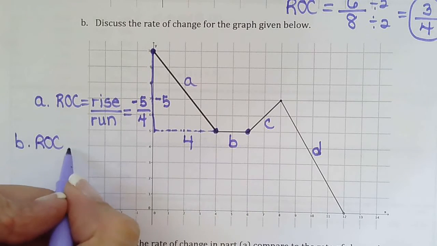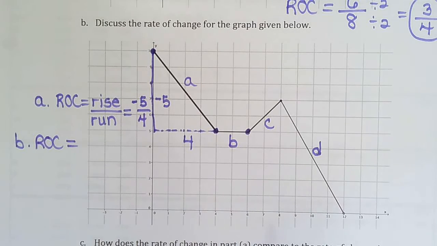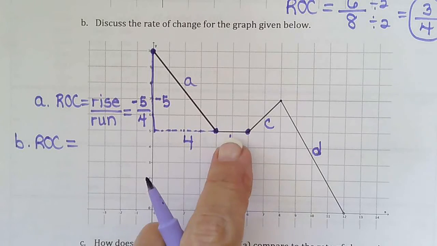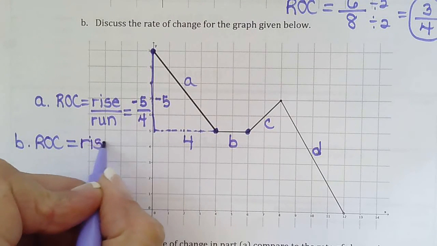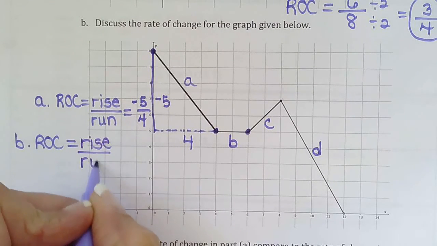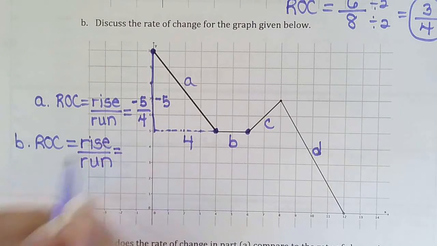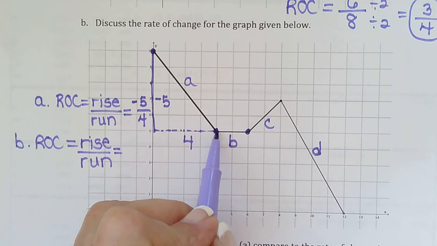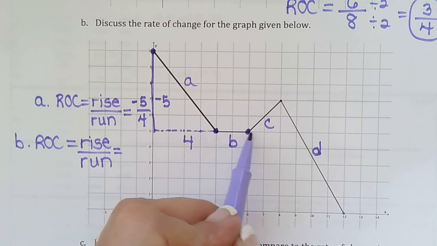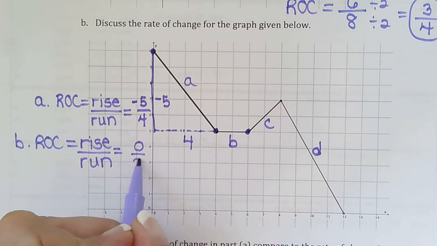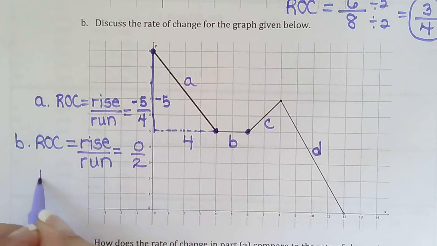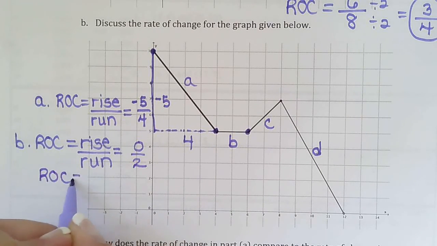So now line segment B, we don't have to do any rise over run. We don't have to do anything if we don't want to. We can just say 0. But if you were showing your work and you wanted to do rise over run, you'd still get the same answer. So going from the left point to the right point, I rise 0 and I run 2. Well, what's 0 over 2?